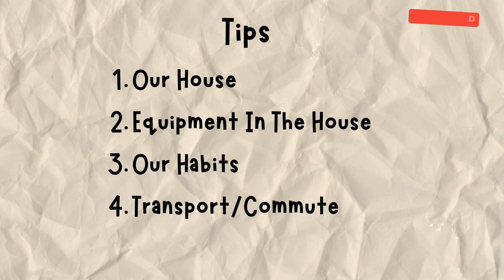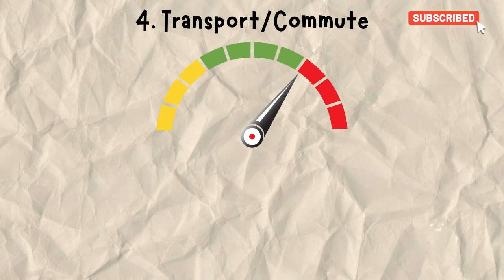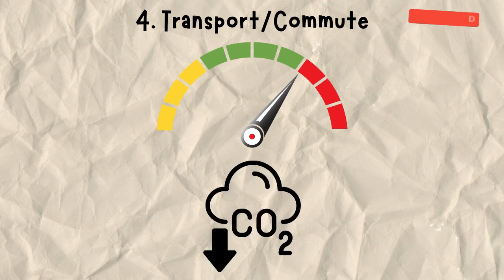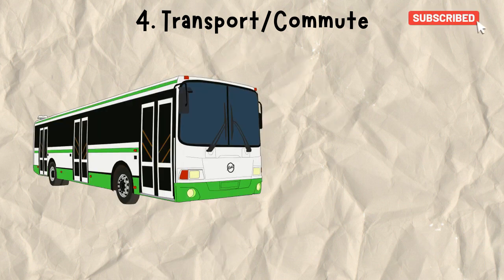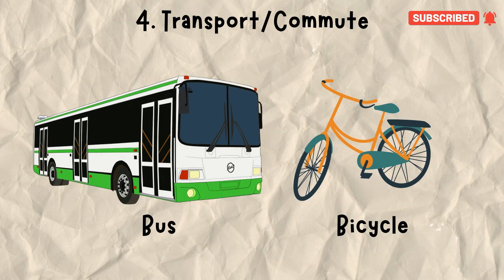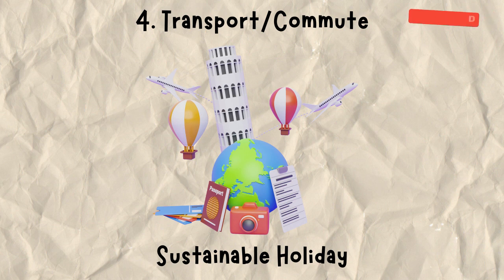Fourthly and lastly, transport and commute. This contributes the most, as this is unavoidable. A well-planned commute will reduce carbon footprints to a great extent. Use public transport, bicycles as far as possible. Plan sustainable travel or holidays.